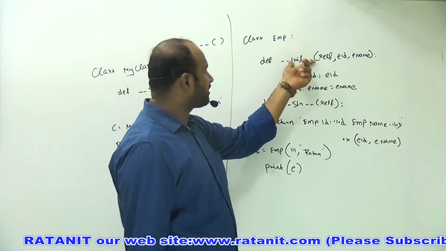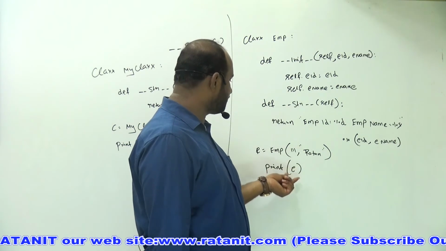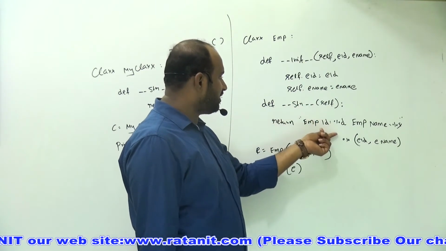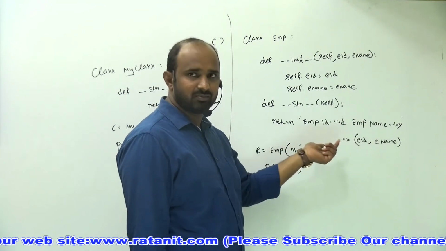Coming to the class constructor and str. Constructor and str, then what happened here? We are printing E, right? Printing E means str will be executed, it returns employee data. Right? Don't write EID comma E name like that.